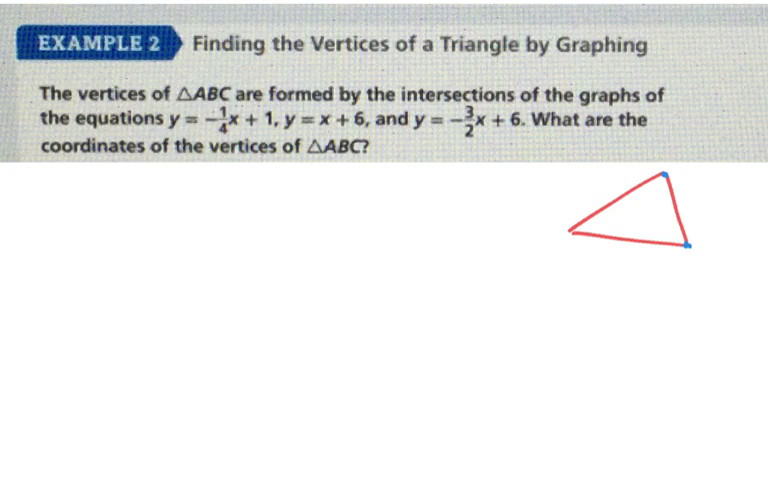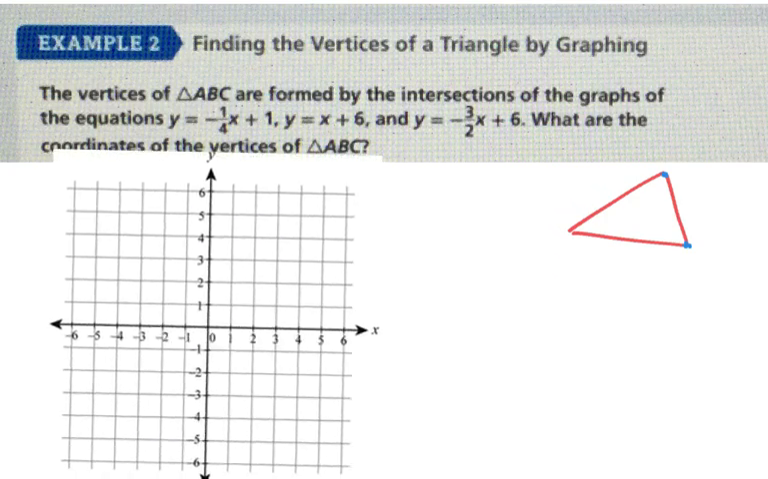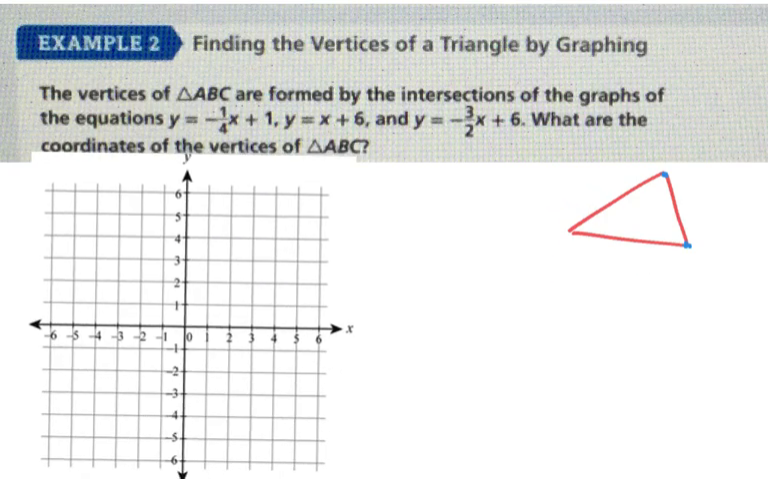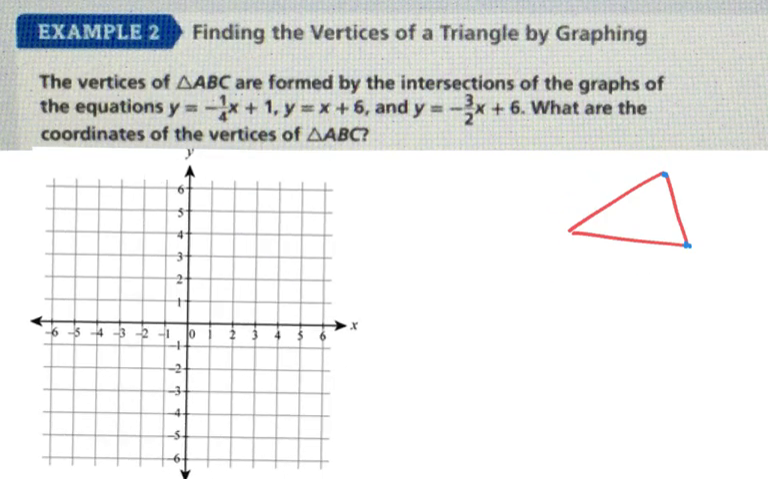So it says the vertices of a triangle ABC are formed by the intersection of the graphs of the equations, and then we're given 3 different equations. We want to know what are the coordinates of the vertices. So what they're asking is where do all of these line segments meet on the graph? In order to do this, you have to be very careful when you are graphing. So let's graph first.